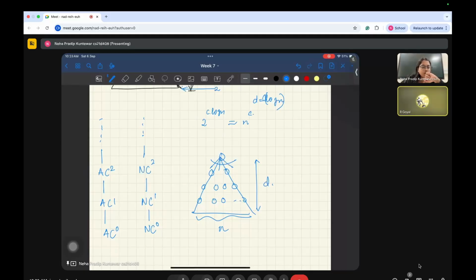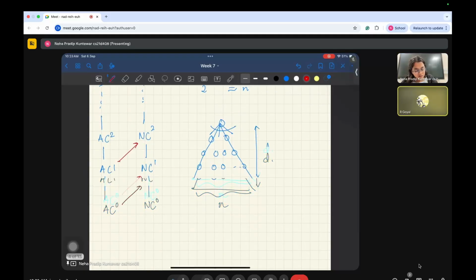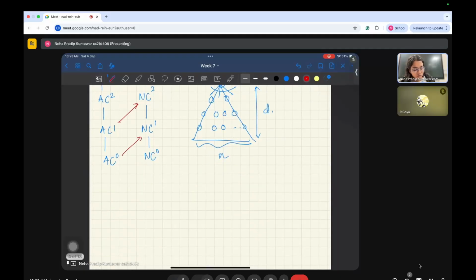Yeah. Thanks. One thing is that, ideally, I would not like to argue this way, but we know that AC0 is in NC1 and AC1 is in NC2. Why so? Okay, so how does this proof go?